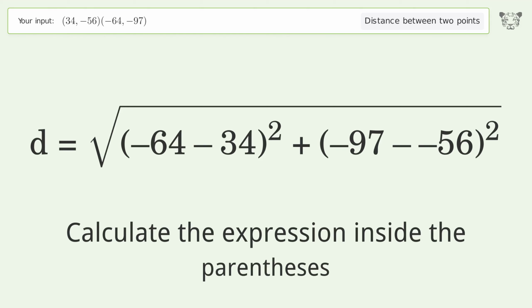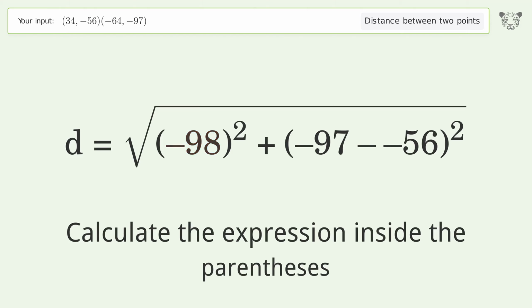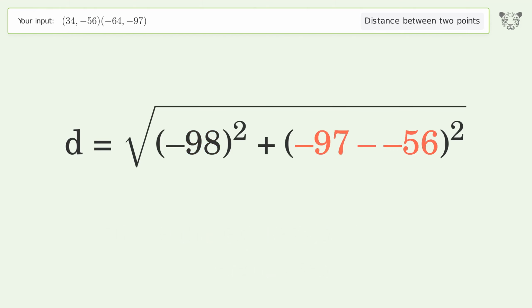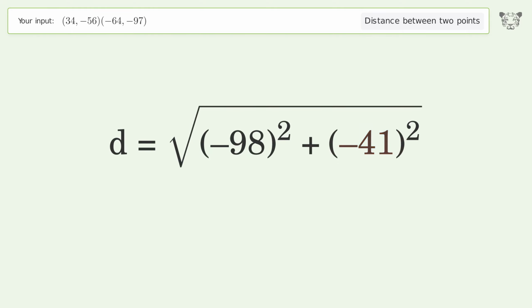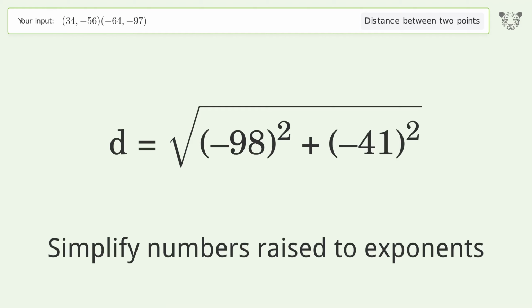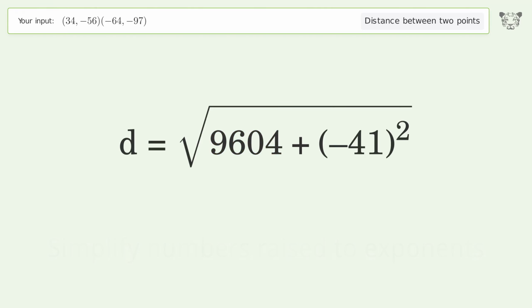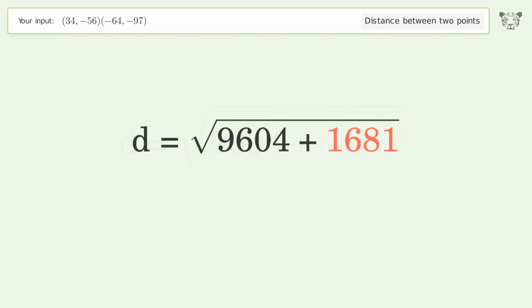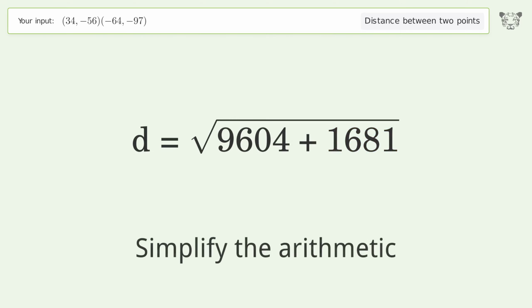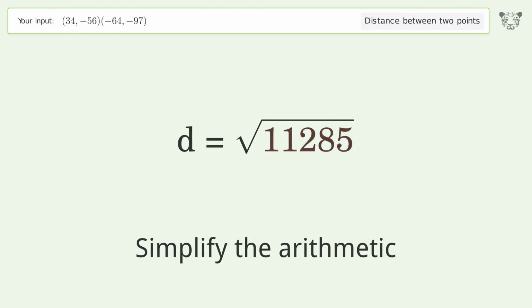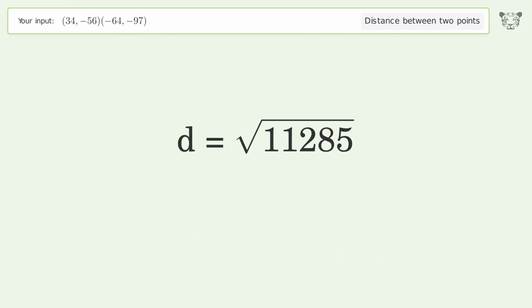Calculate the expression inside the parentheses. Simplify numbers raised to exponents. Simplify the arithmetic. And so the distance between the 2 points is the square root of 11,285, or 106.231.